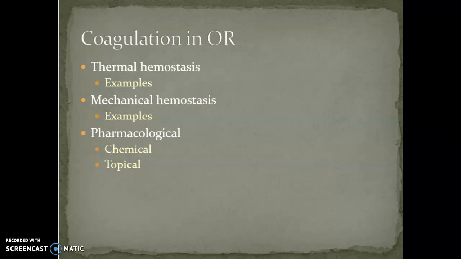Pharmacological, broken down into chemical or topical. A chemical example that we have is silver nitrate. These are activated by moisture, so we apply them to chemically cauterize the skin, which provides hemostasis or permanently destroys unwanted tissues such as warts, skin tags, or ulcers. Another example would be Monsel solution, which stops bleeding after biopsies, usually on the cervix in GYN.